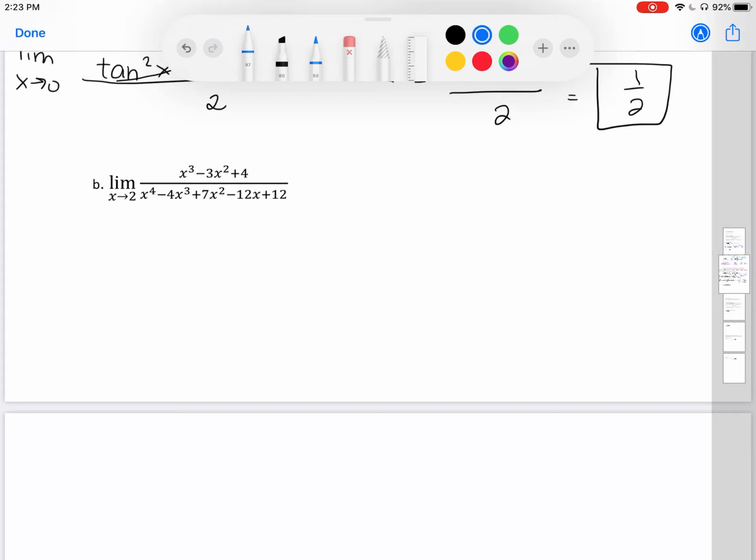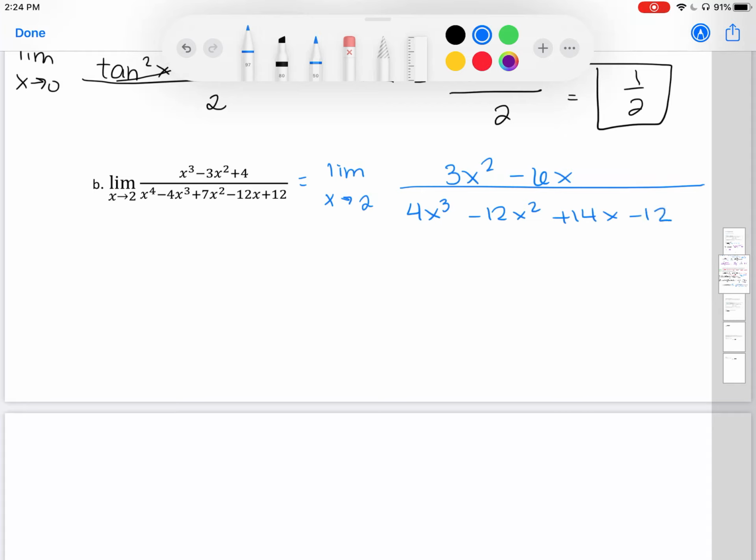All right, by using L'Hopital's rule, we'll take the derivative of the numerator and the denominator. So we have the limit as x is approaching 2. Let's take the derivative of the numerator. We have 3x squared minus 6x. In our denominator, we're left with 4x cubed minus 12x squared plus 14x minus 12. Now, again, we're in a pickle because if I plug in a 2, I get a 0 from our denominator again.